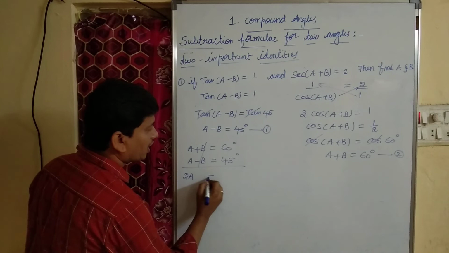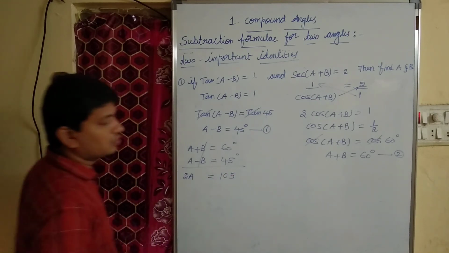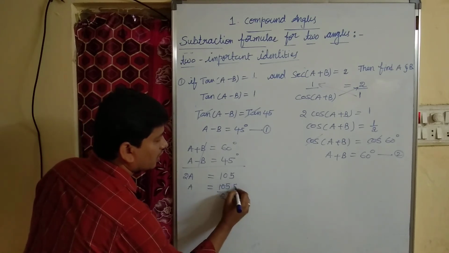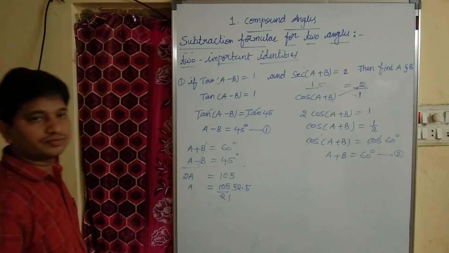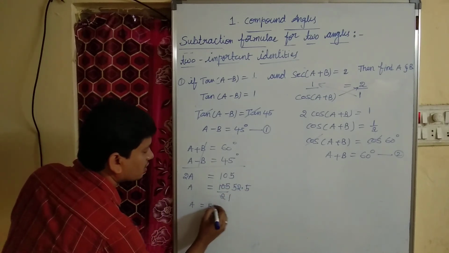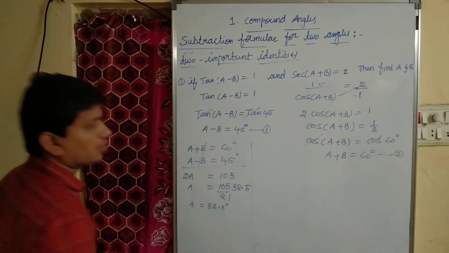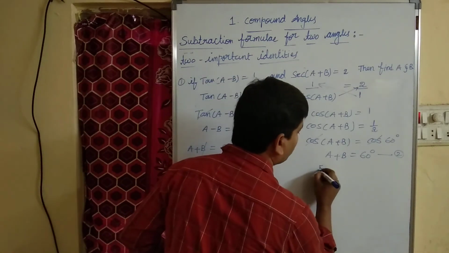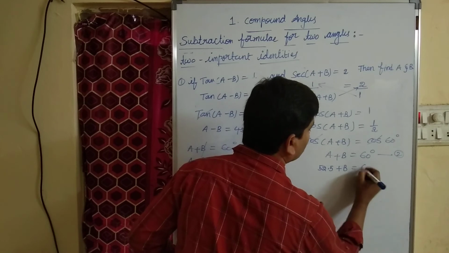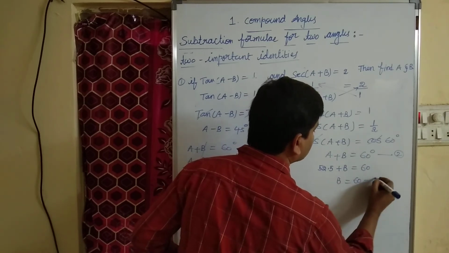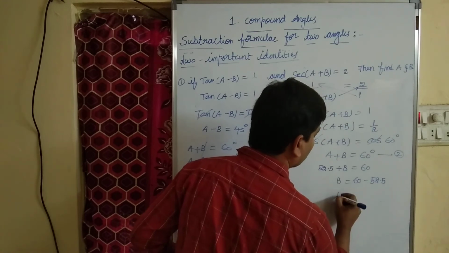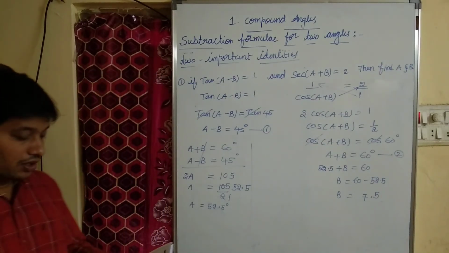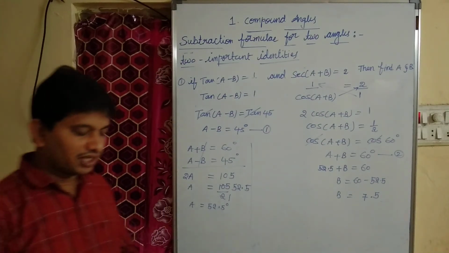A plus A, 2A, 60 plus 45, that is equal to 105. So A equal to 105 divided by 2, which is 52.5. So what is the value of A? A value is 52.5 degrees. Okay, now substitute A equal to 52.5 in equation number 2. So 52.5 plus B equal to 60. So B equal to 60 minus 52.5. Right? 10 minus 5, 5. 9 minus 2, 7. So what is the value of B? The B value is 7.5 degrees.